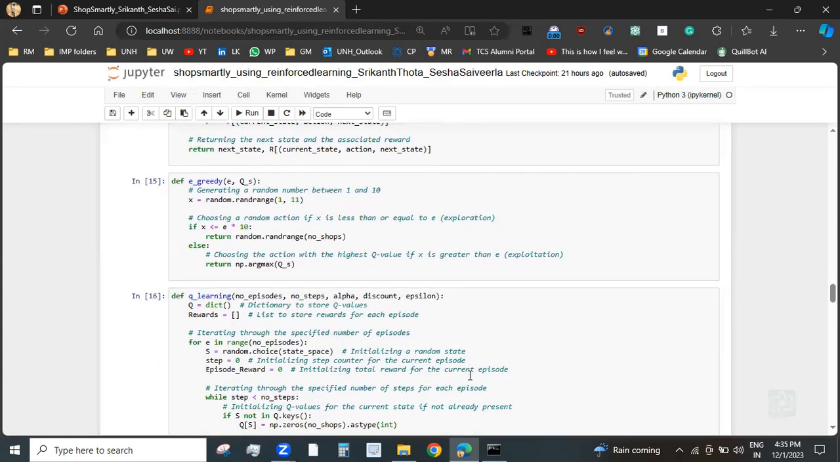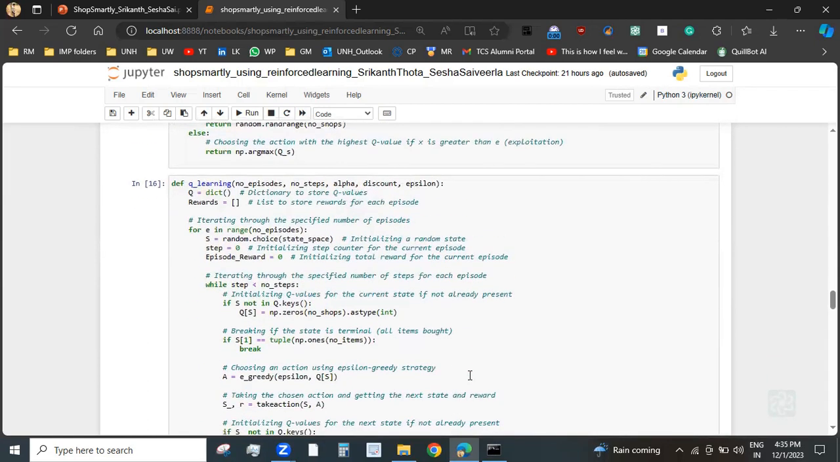And by using the Q-learning algorithm, which iteratively updates the Q value for state action pairs and returns the learned Q values and rewards. It applies the Q-learning algorithm, displays the best policy for each state, plots the rewards during the training, and evaluates the learned policy against random policies in a series of tests.